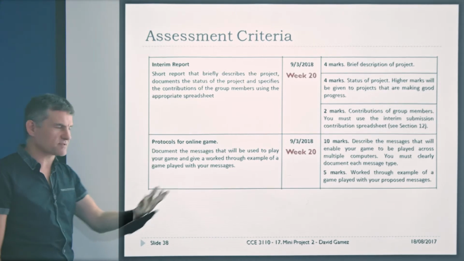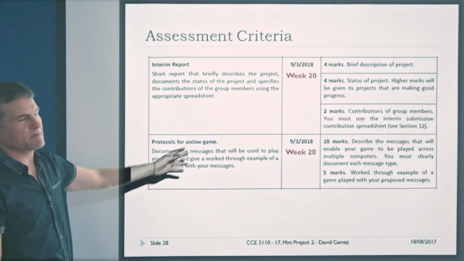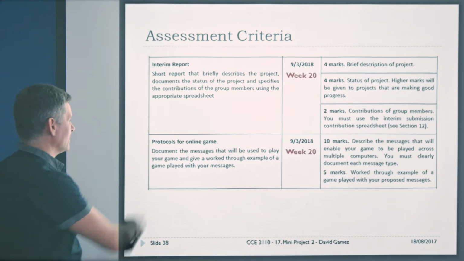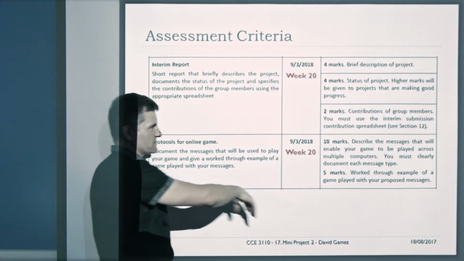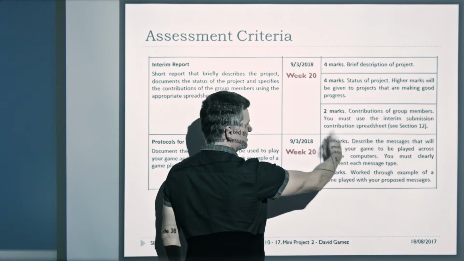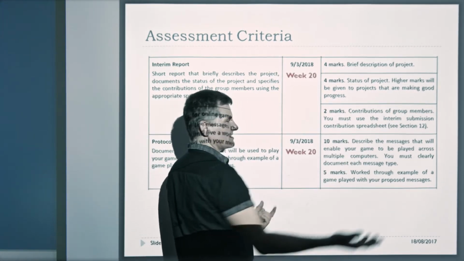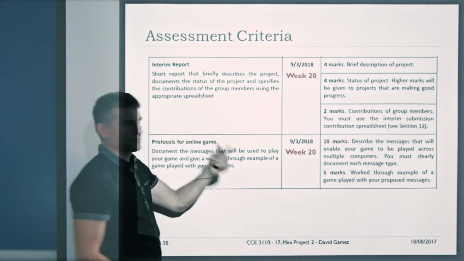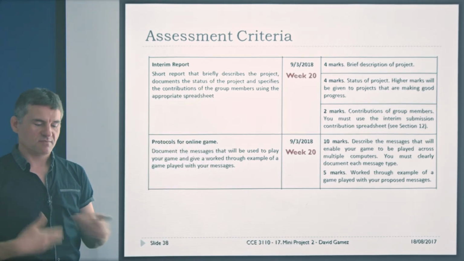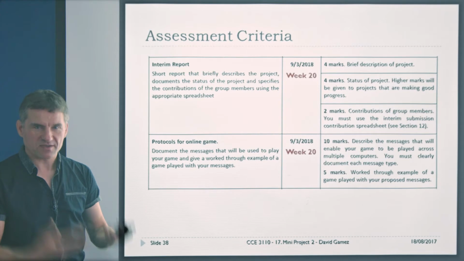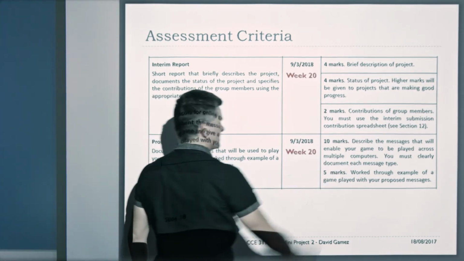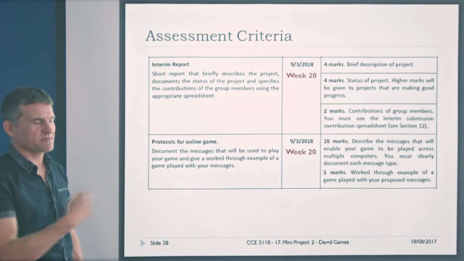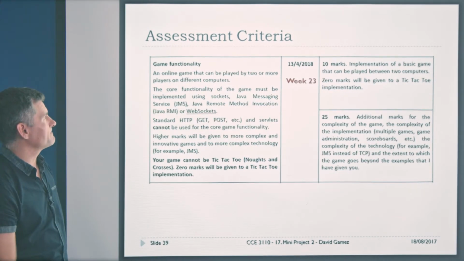And as I said, I want you to design the protocols for your online game. You can change the protocols later, but I'm obviously not going to remark the protocols in week 23. You've got to design the protocols here, and I'll give you the marks for them at the end of week 20. So describe the messages, 10 marks for that. A complete set of messages that will enable the game to be played between 2 computers, but also by writing the messages on pieces of paper. Think in terms of pieces of paper for this stage of the project. And then a worked example of the game played with your proposed messages. Again, pieces of paper. That's how you should think about doing it.